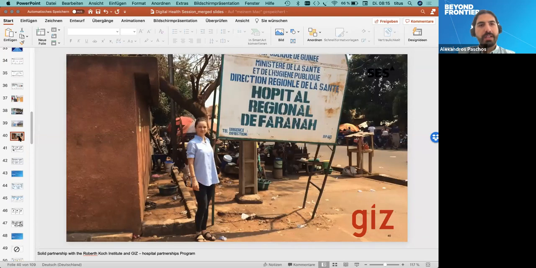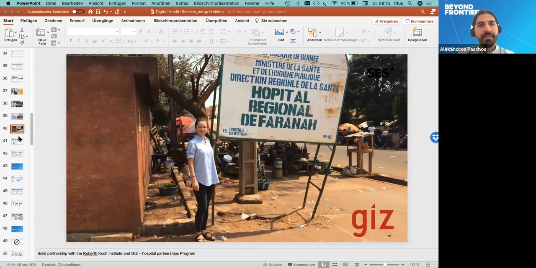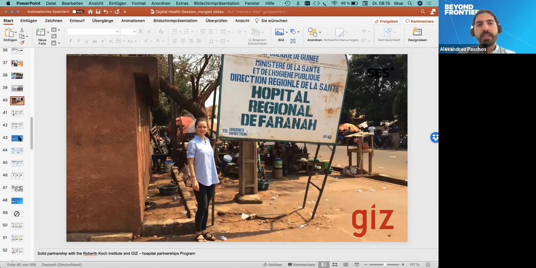So this is the last deployment being in Guinea Farana, and the partnership we had with the German Development Agency. We are currently working in some projects around hygiene with this hospital, but this has been recently launched as a project for SATMED. Next slide.